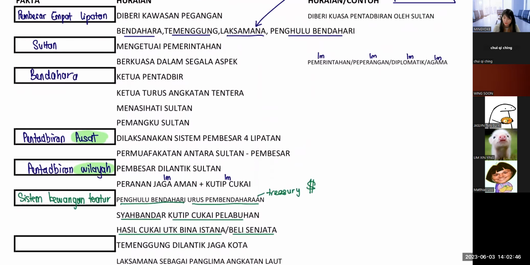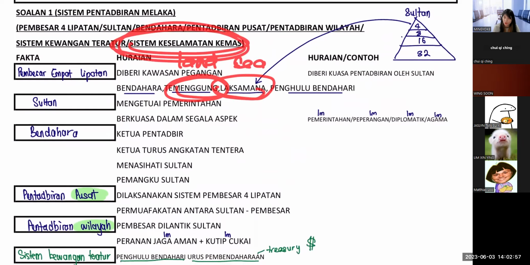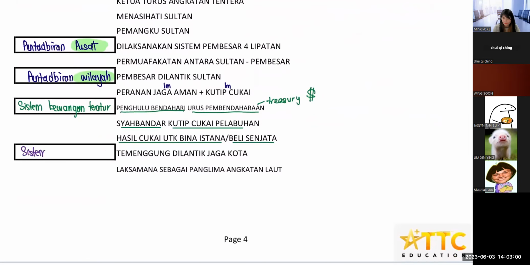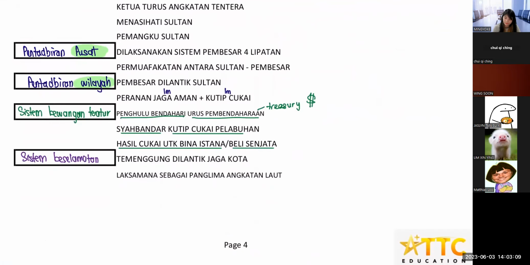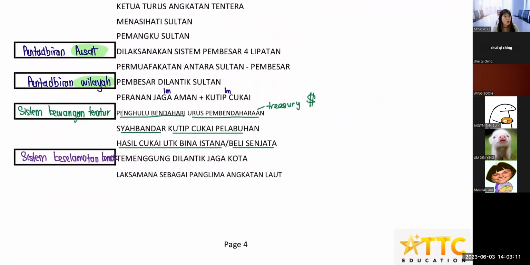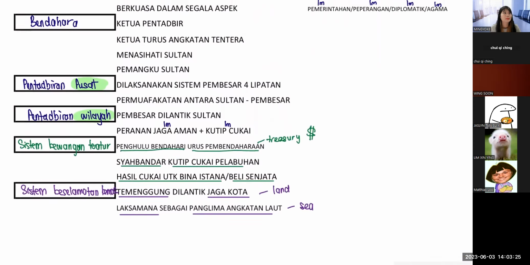When it comes to our Laksamana or Temenggung. One is on land, one is on sea, both is to protect our security. So they are under sistem keselamatan kemas. And therefore, what did the Temenggung do? Menjaga kota. What did the Laksamana do? Panglima Angkatan Laut. I already say one is the land, one is the sea. Okay? Yeah, just so simple.